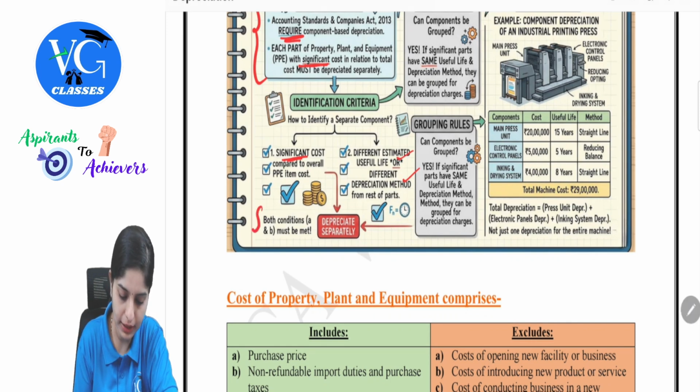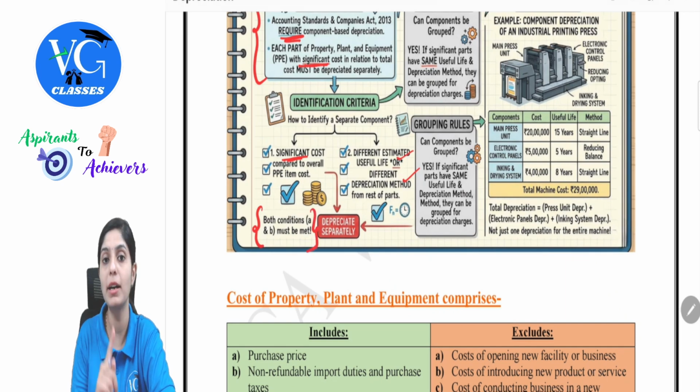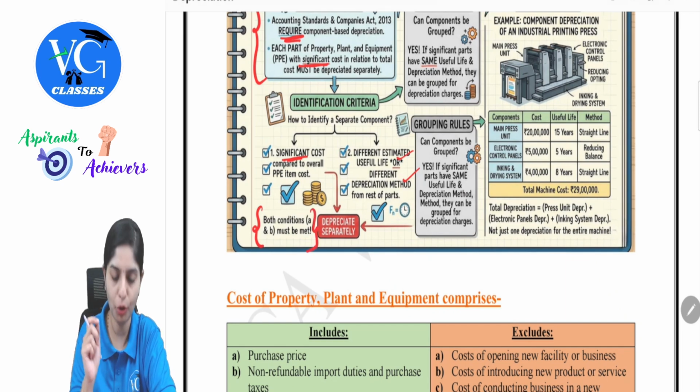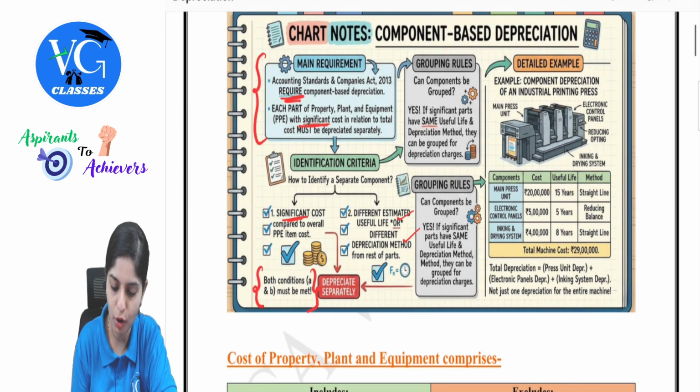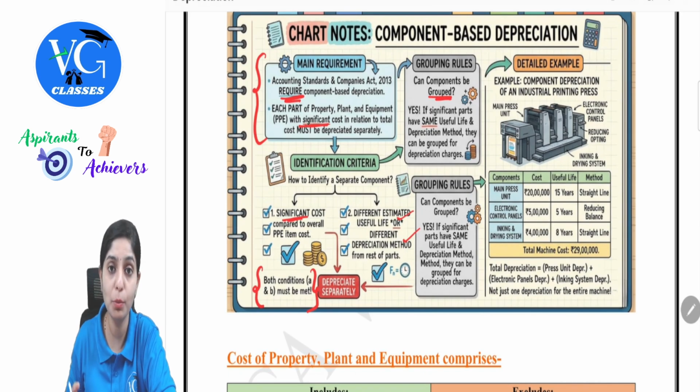See here, both conditions, that is A and B, must be met in order to follow component based depreciation. So if this is satisfied, what are the grouping rules? Can components be grouped? Yes. Now what does it mean that components can be grouped?